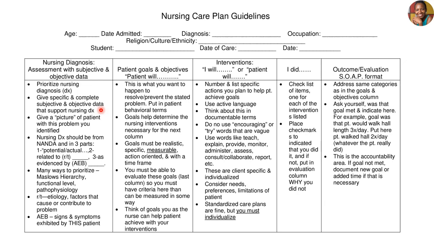So use words that are nurse related: teach, explain, provide, monitor, administer, assess, consult, collaborate, report. Those are medical related work or professional words. Don't bring in street words either. Sometimes your language also matters as you're writing the care plan. So don't make it too layman's, to the point where you forget the professional part.